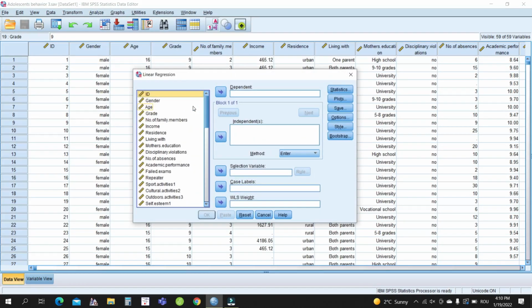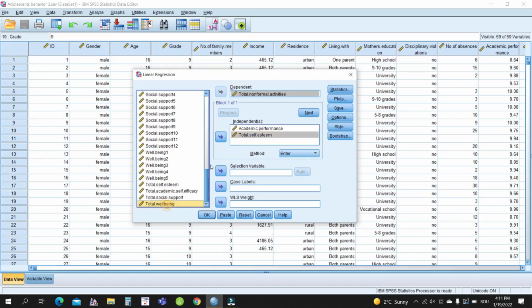In this new window, you can see on the left side the list of all the variables from our database. On the right side, you can see two areas, one dedicated to the dependent or criterion variable and one dedicated to independent or predictor variables. So, I will introduce the total non-formal activities as the dependent variable, and the academic performance, the self-esteem, the well-being and the income as independent variables.